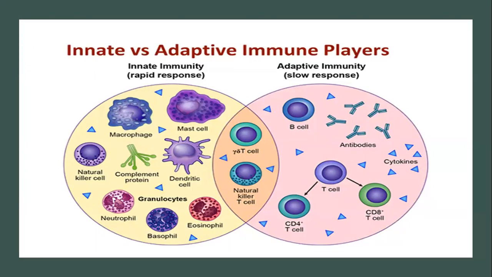In our innate immunity or rapid response, we have the macrophages, the mast cells, the natural killer cells, the complement proteins, the dendritic cells, neutrophils, basophils, and the eosinophils. While in our adaptive immunity, we have the B cells, antibodies, the cytokines, and the T cells that are differentiated into CD4 and CD8.